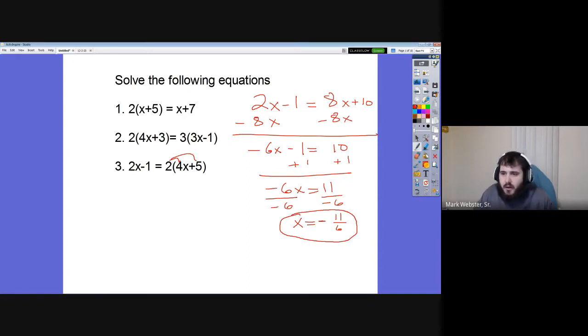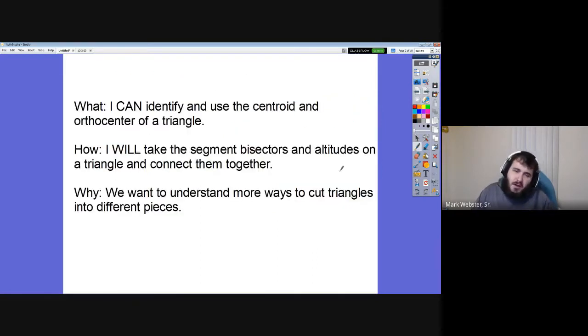Those are your 3. All right, so what are we doing today? We're going to be talking about the centroid and the orthocenter. These are the last 2 spots on the triangle where we're cutting the triangle in half in some kind of way. So the centroid, that is what we call the center of mass.